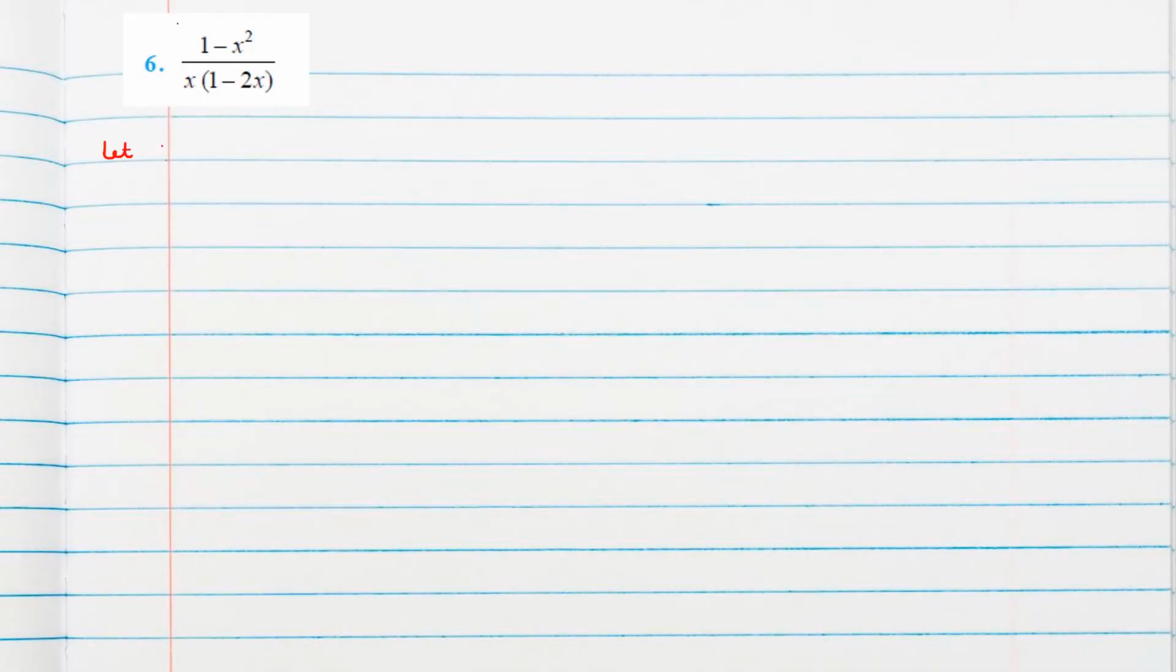Let the integral be I. Here if you observe, the numerator and denominator degree is the same. In this case, we can divide the numerator by the denominator by using the long division method.